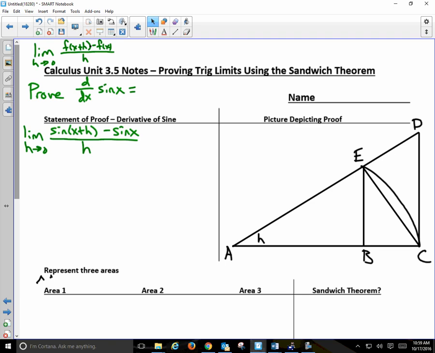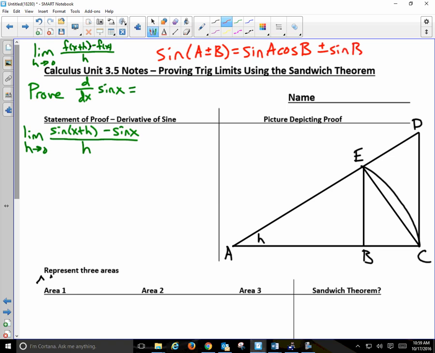Fortunately, you had an excellent trigonometry teacher last year, who taught you that sine of a plus or minus b is the same as sine of angle A times the cosine of angle B plus or minus the sine of angle B times the cosine of angle A. Remember your sum and difference formulas? Good times. How we miss those days.